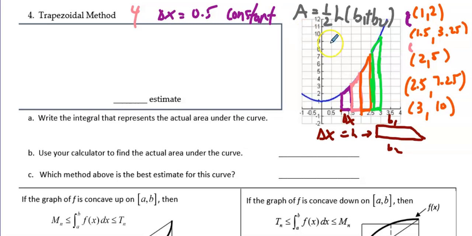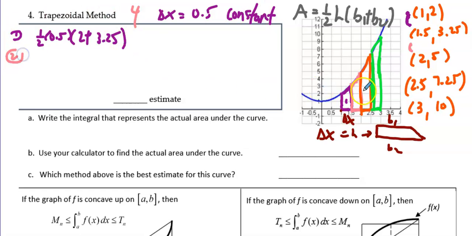So I can start adding these up. This is our purple one, which I'm going to call 1. Trapezoid 1 is 1/2, following the formula, times the height, which is always our delta x, so 1/2. Then we add base 1, this distance right here, which is the y value at x equals 1, which is 2. I add to that the y value at 1.5, which is 3.25. That's our very first trapezoid.